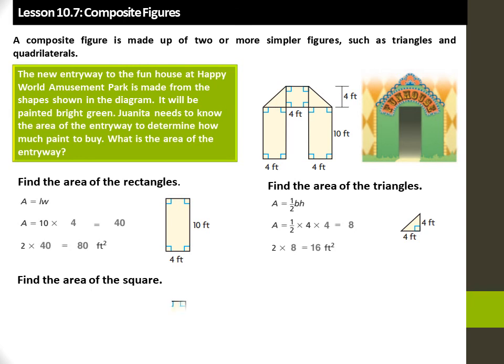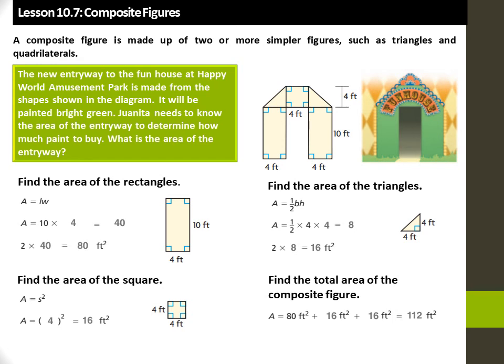Now let's find the area of the square. Area of a square is equal to side squared. So 4 squared, the answer is 16 feet squared. Now let's find the total area of the composite figure by adding all the areas. The answer is 112 feet squared.